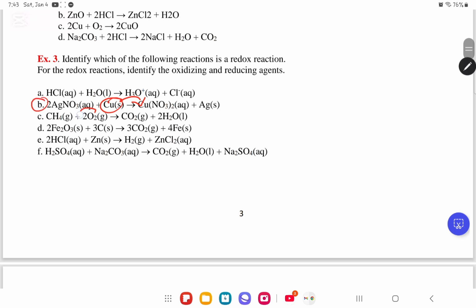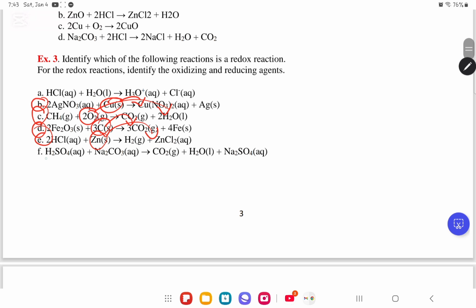Here we have O2, which is our element, and it was put into a compound, which is 2H2O, so yes, it is a redox. Then we have 2Fe2O3, and then carbon, which is our element, and it was put into a compound, so definitely yes, it is a redox. And then for part E, we have 2HCl plus Zn. Zn is our element, and it is put into a compound, so yes.